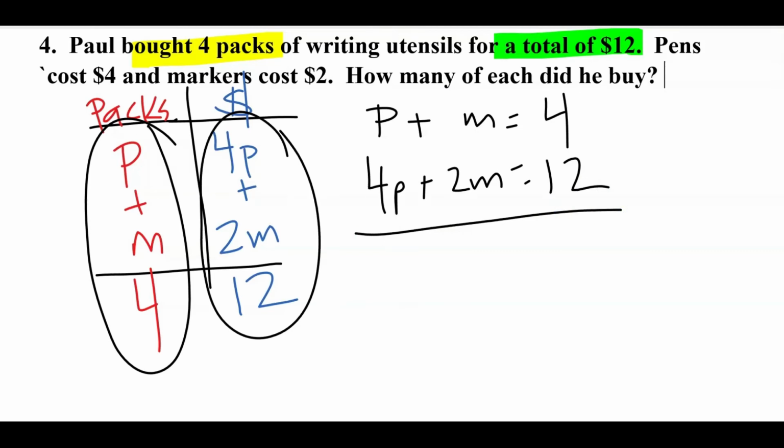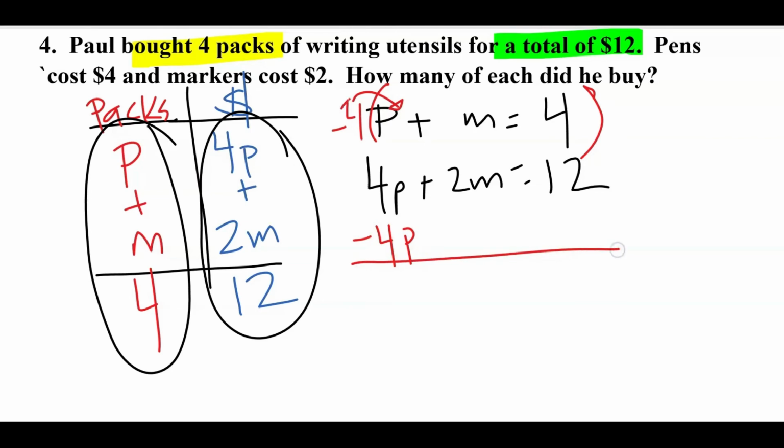So if I need to get rid of, let's say I try to get rid of 4P, well, I need negative 4P up here. So I'm going to have to multiply this entire equation by negative 4 to create that opposite. Because when I multiply negative 4 times P, I get negative 4P. That creates an opposite. Distribute that to everything. And distribute it here. And that makes negative 16.